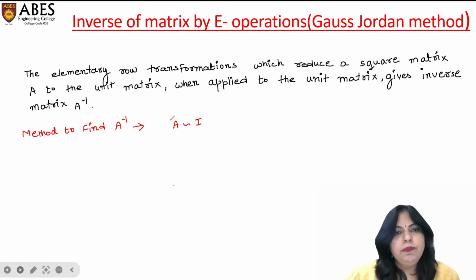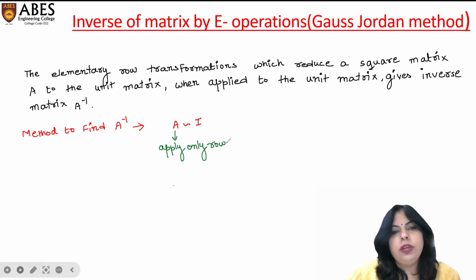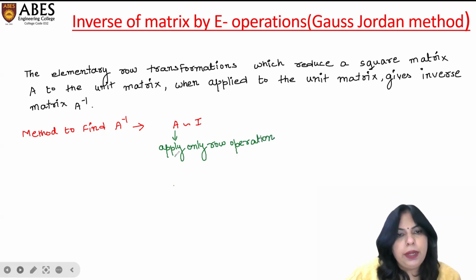What is the method? First, we have to write A equivalent to I, where A is the given matrix and I is the unit matrix or identity matrix. What we need to do is apply only and only row operations, or only column operations. Here we are going to apply only row operations to convert matrix A into identity matrix.